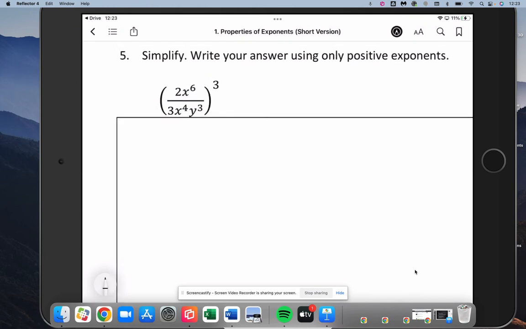So to start, I think that the shortcut method will work on this one. We'll do that second, as we have in the past. And so we recognize that we have whatever is in parentheses 3 times because that's being raised to the power of 3. So 2x to the 6th over 3x to the fourth, y to the power of 3. And we have that 3 times.